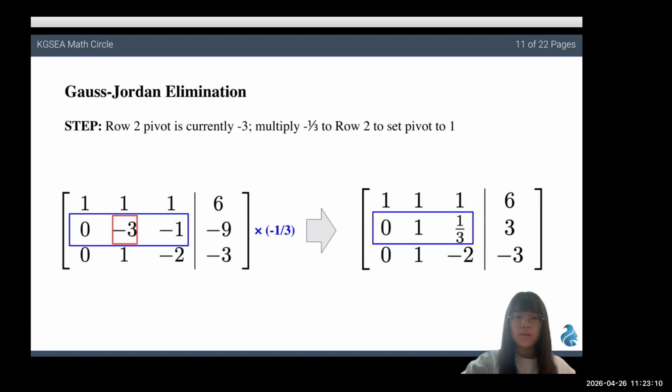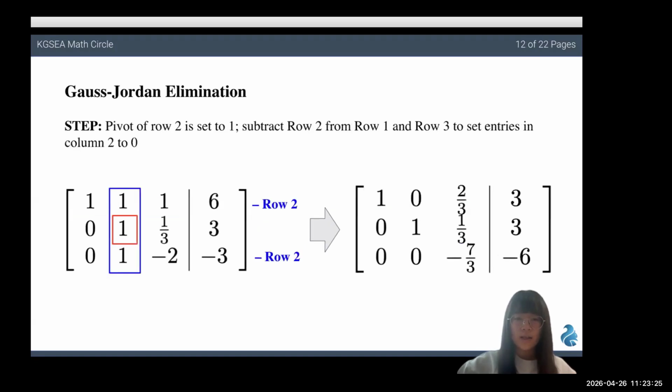Let's now move on to the second row. Notice that the current pivot element has the value of -3, and we want to set it to 1. We divide all elements in row 2 by -3, which gives us this matrix on the right side. Now that we have the pivot of row 2 set as 1 in column 2, we carry out a similar process of elimination to zero out the elements of other rows in column 2. From both row 1 and 3, we take away the value of row 2, which yields the following matrix.